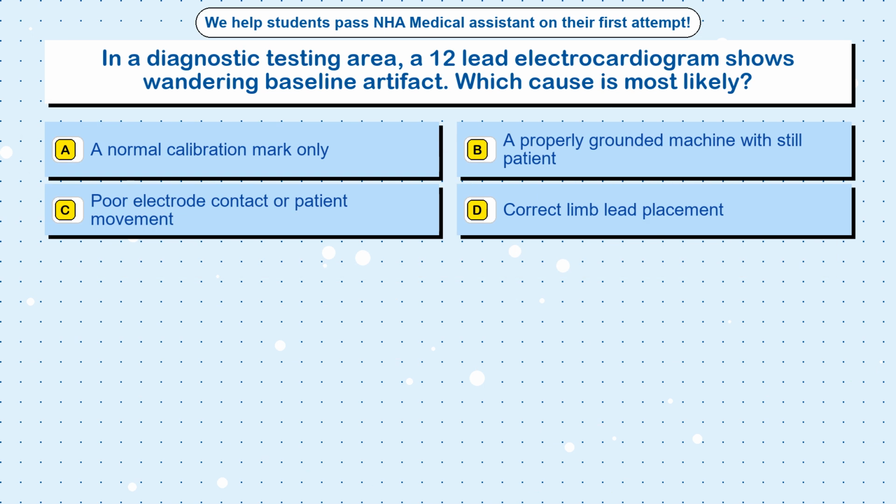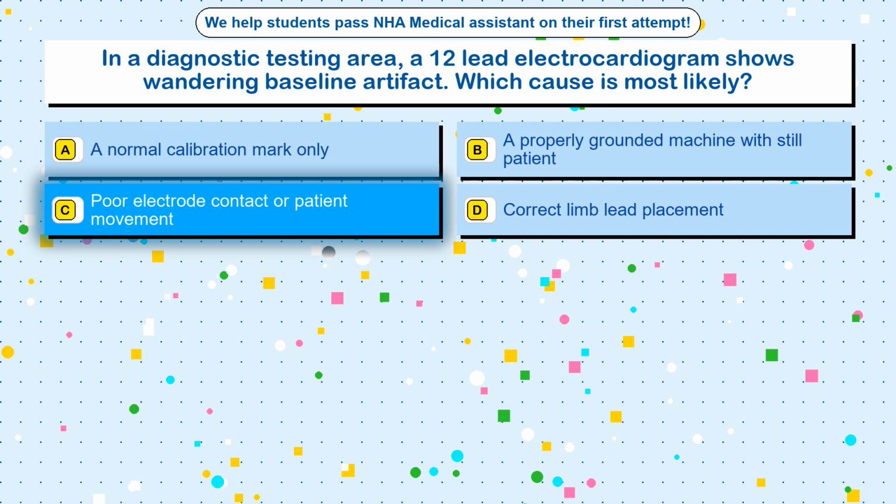Question 63. In a diagnostic testing area, a 12-lead electrocardiogram shows wandering baseline artifact. Which cause is most likely? Option A, a normal calibration mark only. Option B, a properly grounded machine with still patient. Option C, poor electrode contact or patient movement. Option D, correct limb lead placement. The correct answer is option C, poor electrode contact or patient movement.